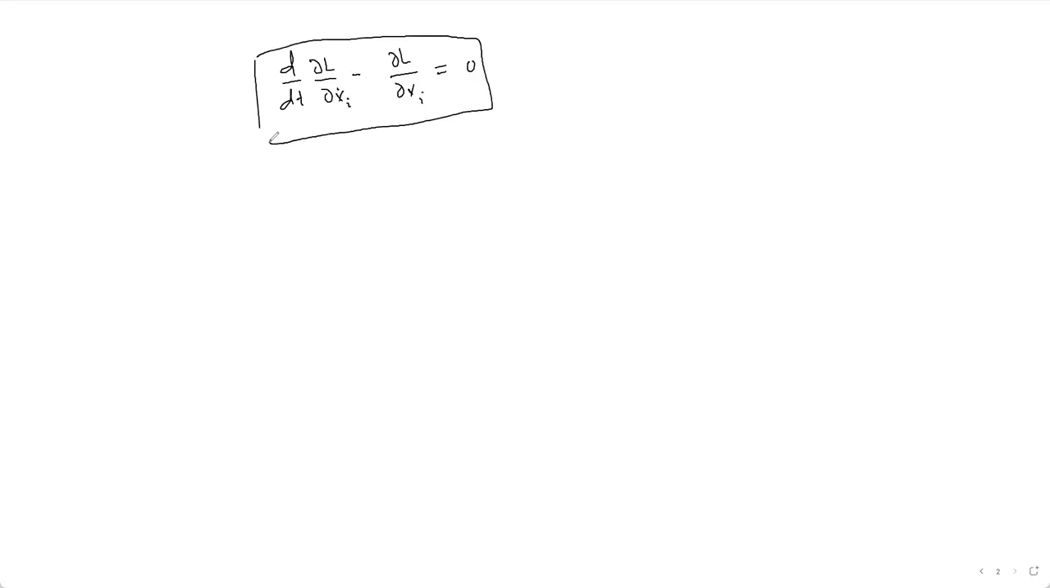So the Euler equation for the Lagrangian, that is what we call the Lagrangian equation of motion, will be d by dt of partial L by partial xi dot minus partial L by partial xi equal to 0. This is what we call the Lagrangian equations of motion.